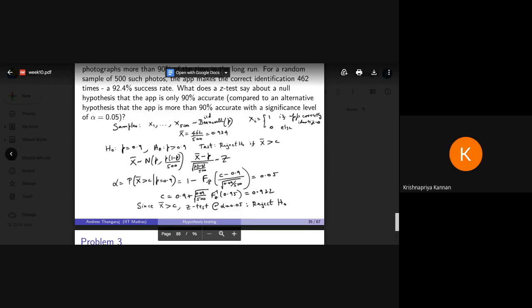So the first step will be to formulate the null and the alternate hypothesis from the given problem, and then identify the level of significance, alpha. Then we have to come up with the acceptance and the rejection region, find the test statistic, and then based on the test statistic value and the acceptance or rejection region we have decided, we will accept or reject the hypothesis. Yes. Okay, ma'am. Thank you.